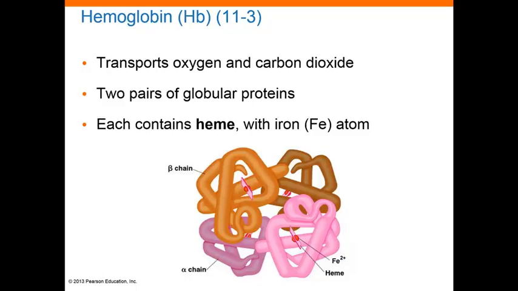95% of red blood cell intracellular proteins are a pigment molecule called hemoglobin. Hemoglobin transports oxygen and carbon dioxide. Hemoglobin is composed of two pairs of globular proteins called subunits that are labeled in this picture as alpha and beta chains. Each subunit contains a heme with an iron atom. Oxygen binds to heme. Carbon dioxide typically binds to the globular subunits.